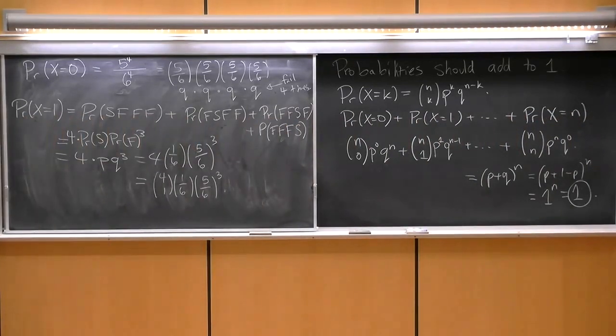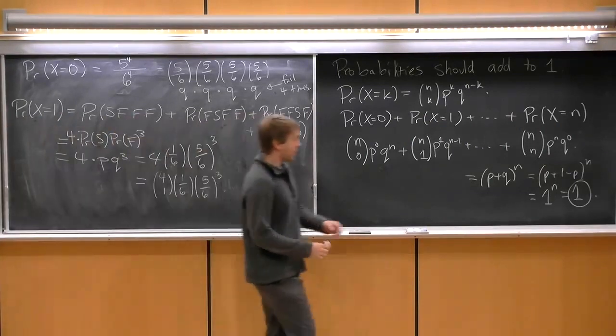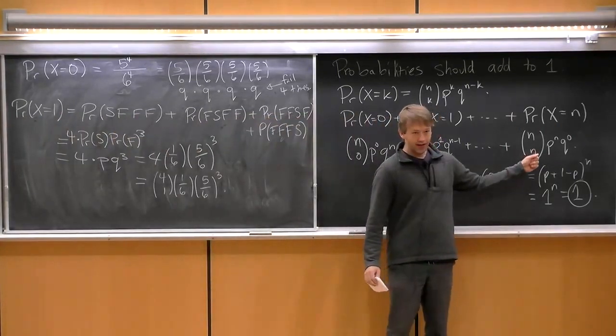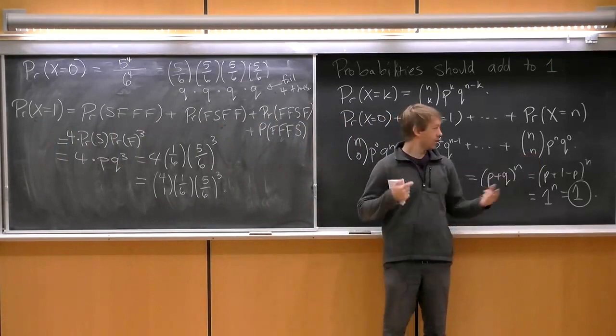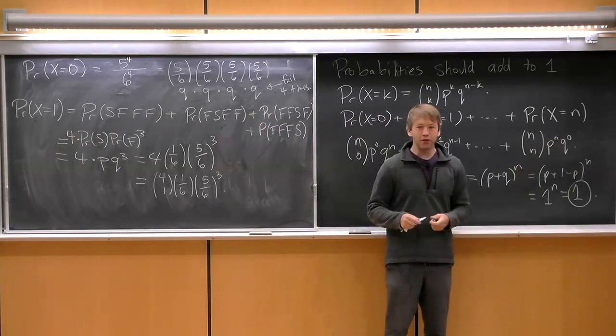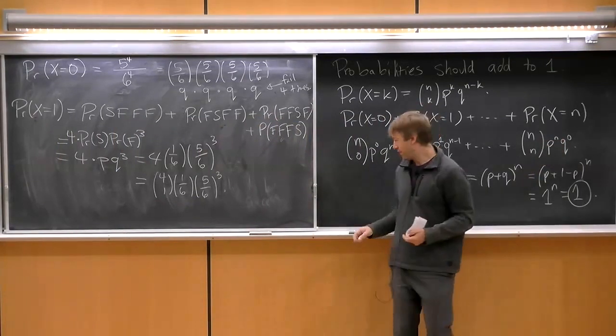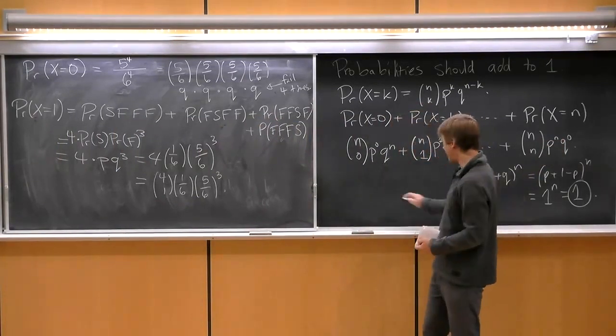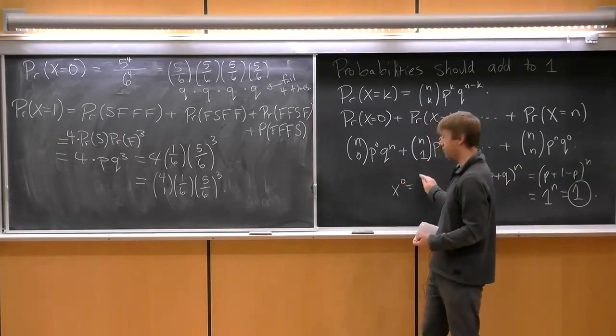Yeah? Because if I want n successes, it's going to be p to the n. So q to the 0, one thing to notice is that anything to the 0 is just 1.